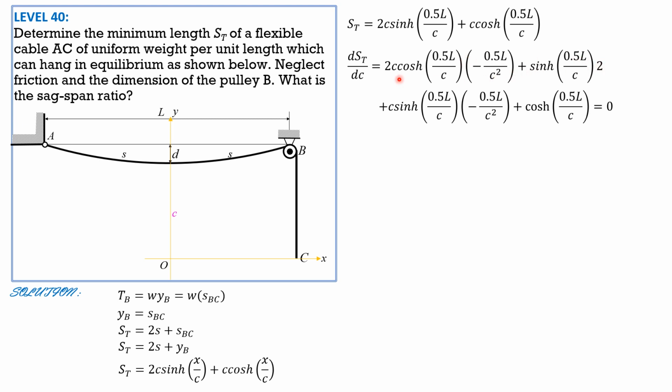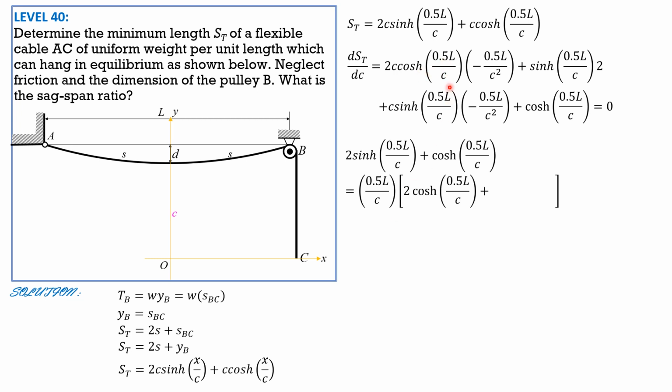So the simplified form, canceling C, is 0.5 L over C times 2 cosine hyperbolic of 0.5 L over C plus sine hyperbolic of 0.5 L over C. So take note that we cancel C. So 2 times sine hyperbolic of 0.5 L over C plus cosine hyperbolic of 0.5 L over C equals 0.5 L over C quantity 2 cosine hyperbolic of 0.5 L over C plus sine hyperbolic of 0.5 L over C, after we factor out 0.5 L over C. They become positive.